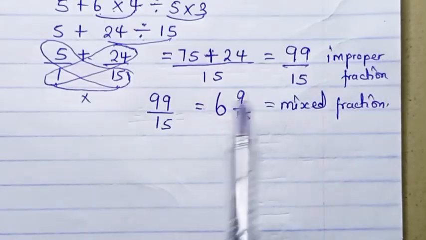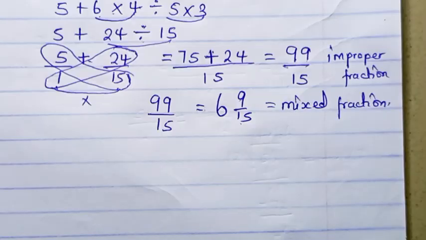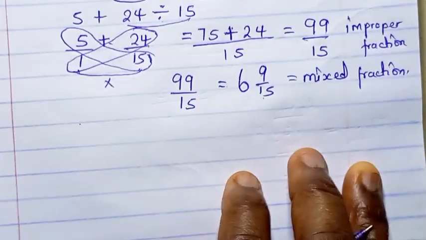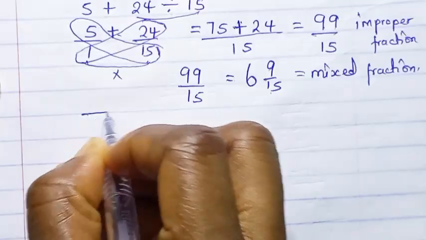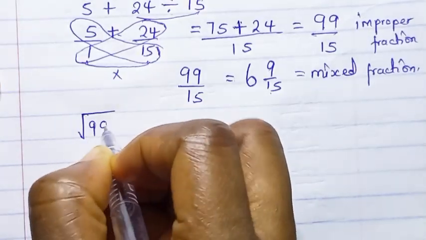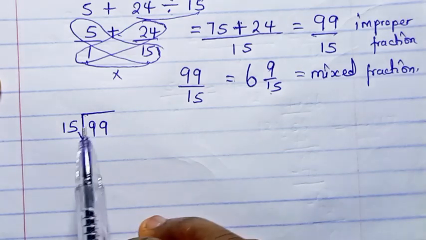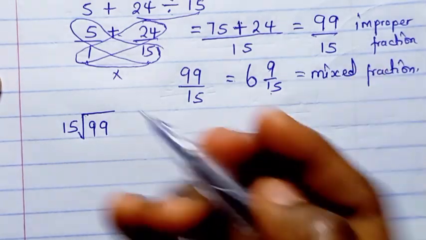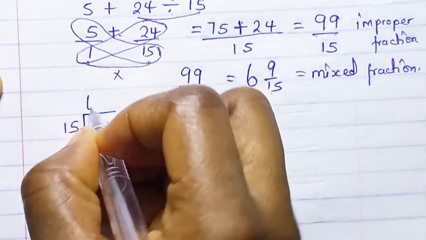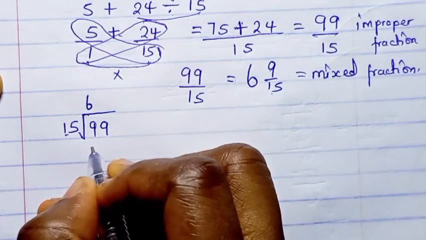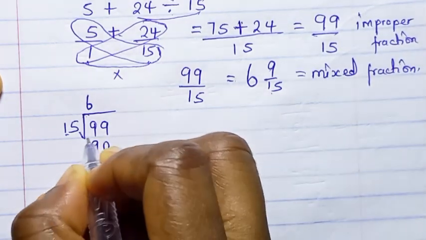Let's see if we can get our answer in decimal form. In decimal form, we're going to use our long division. So you are going to have 99 divided by 15. Now 15 will go into 99 how many times? 6 times. 15 times 6, what do you have? You are going to have 90. You put your 90 under, then you do your division.